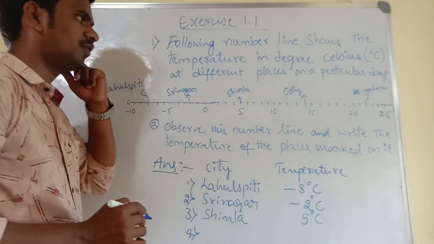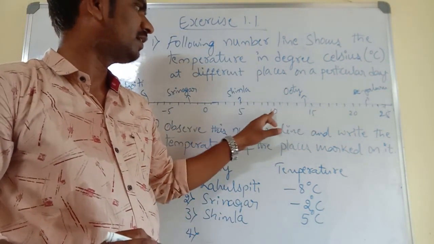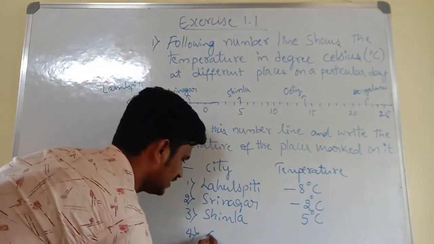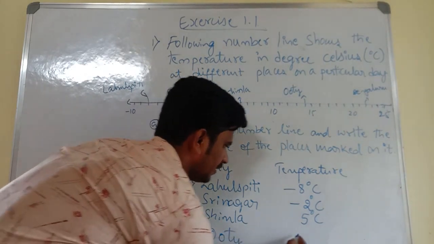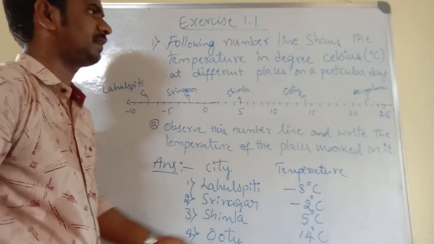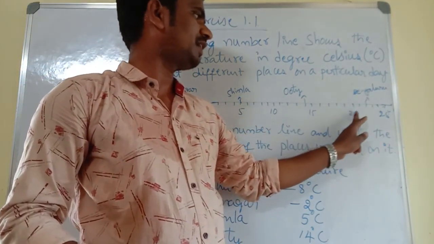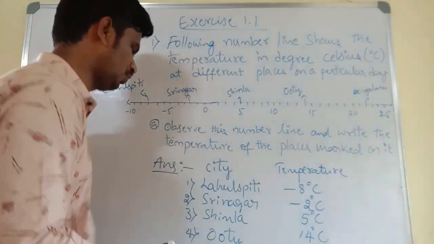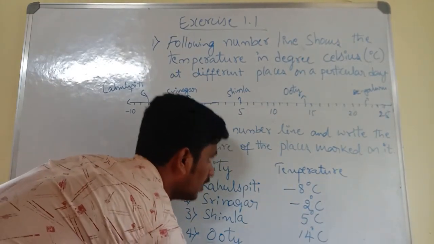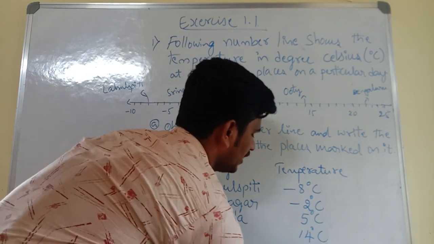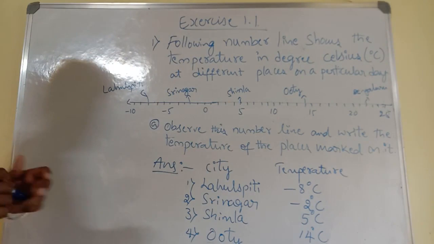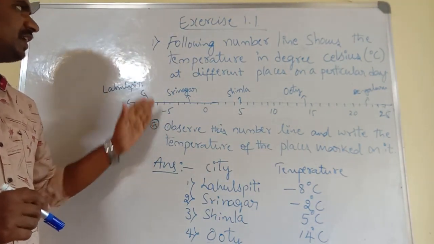Next, fourth one, that is Ooty, having 10, 11, 12, 13, 14 degrees Celsius. The city Ooty has 14 degrees Celsius. Next, fifth one, that is Bengaluru, 20, 21, 22. So the city Bengaluru has 22 degrees Celsius. This is the solution for question A in the first one.